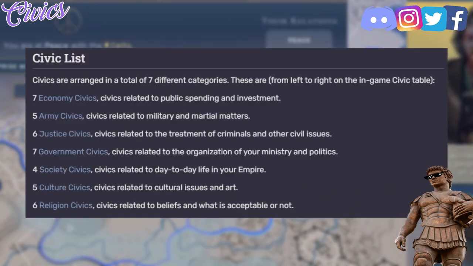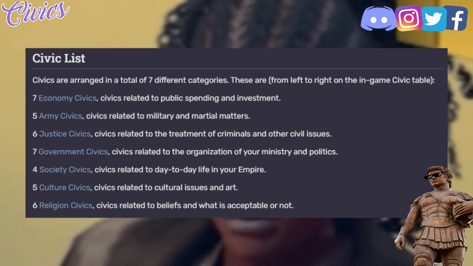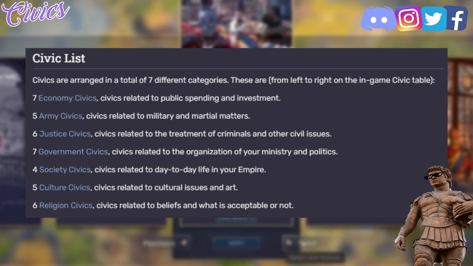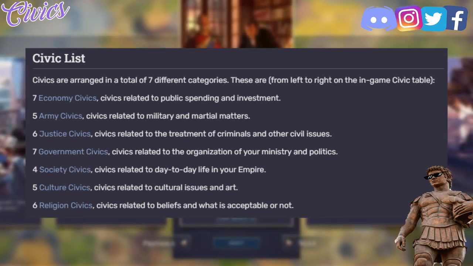Civic list. Civics are arranged in a total of 7 different categories. These are, from left to right on the in-game civic table: 7 economy civics, related to public spending and investment; 5 army civics, related to military and martial matters; 6 justice civics, related to the treatment of criminals and other civil issues.